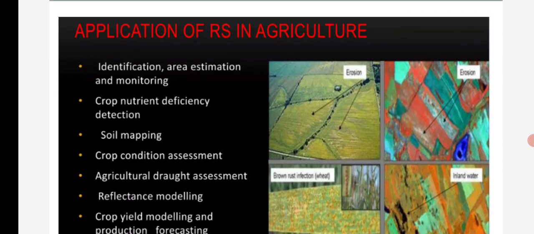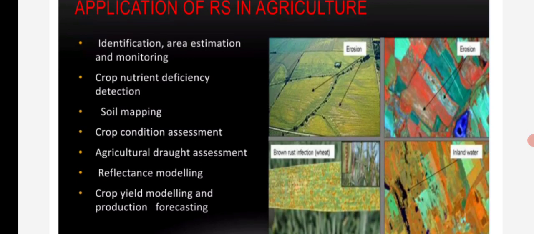Applications of remote sensing in agriculture: crop identification, area estimation and monitoring, crop nutrient deficiency detection, soil mapping, crop condition assessment, agricultural drought assessment and reflectance modeling, crop yield modeling and production forecasting.